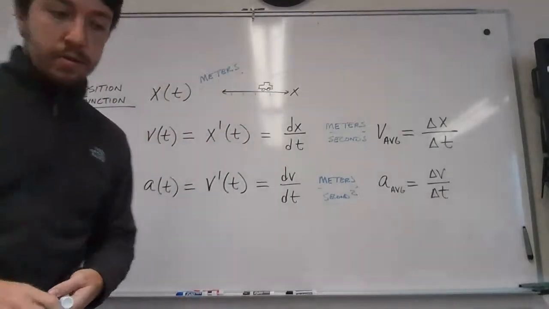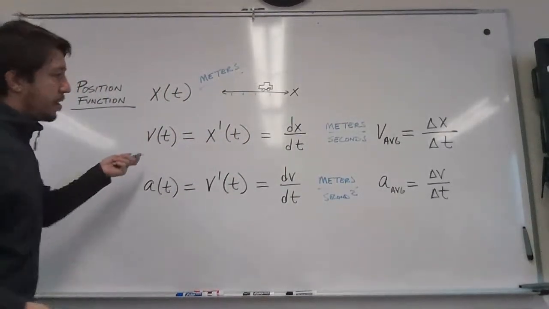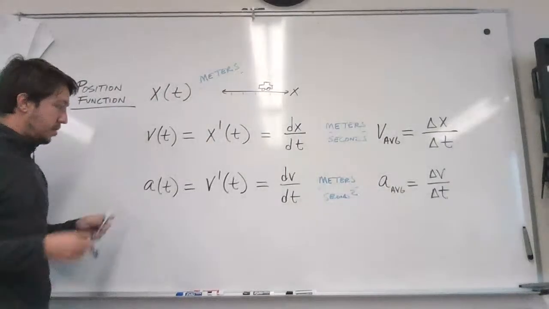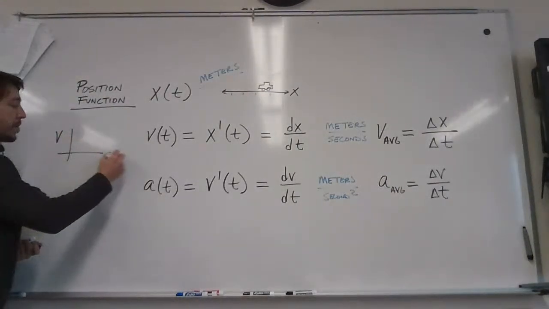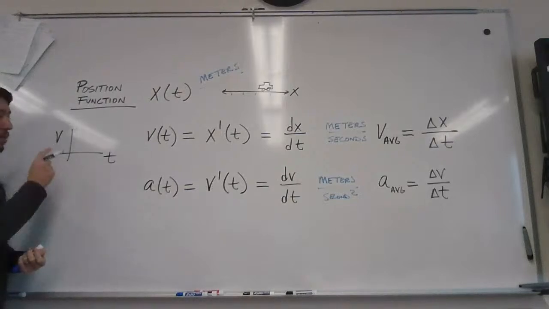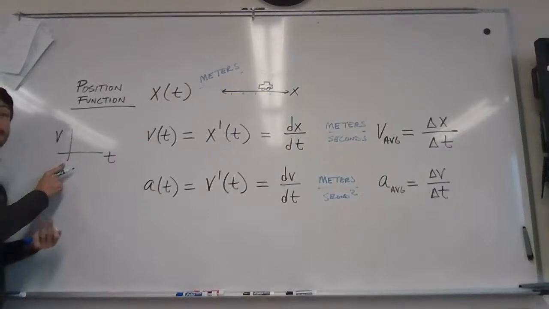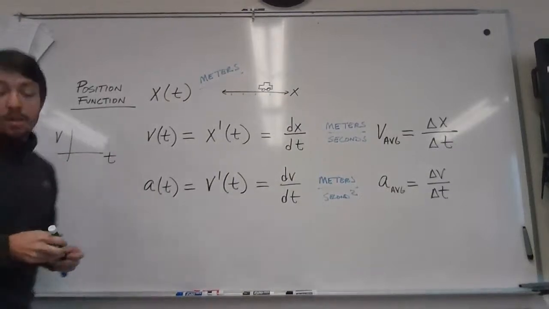All right, so now what does that tell you? If you're looking at a graph, for example, let's say you're looking at a velocity versus time graph. How do you find acceleration from a velocity versus time graph? The derivative, also known as slope. Just look at the slope.